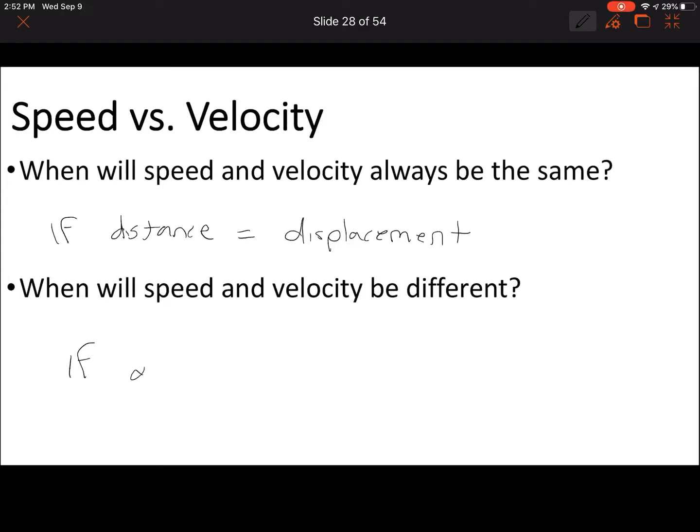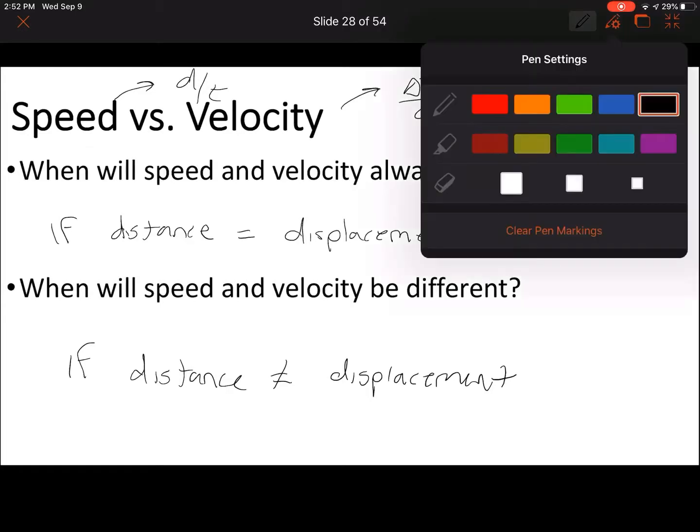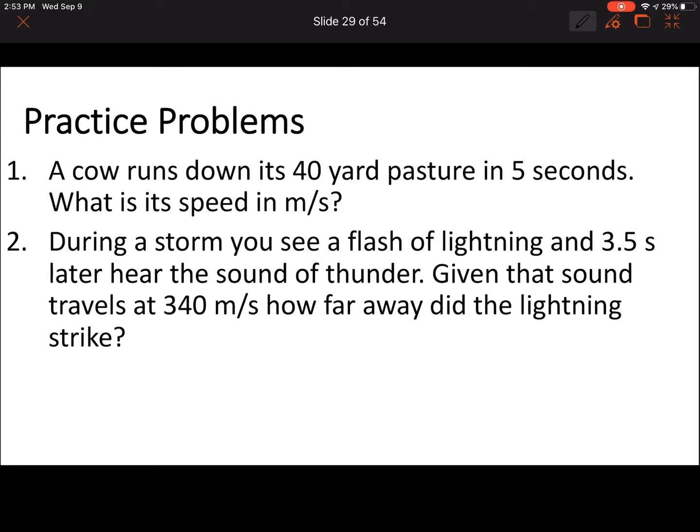And when will they be different? Well, if distance is not equal to displacement. And that makes a lot of sense, right? So speed is just d over t, and velocity is delta x over t. Whoops, that was a d. Delta x over t. Well then, if delta x and d, distance, are the same, then we get the same thing. But if they are not, then we will get different values.